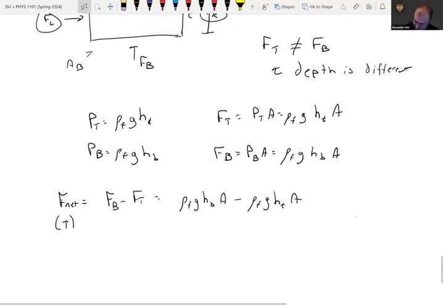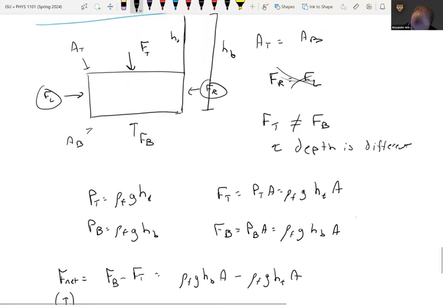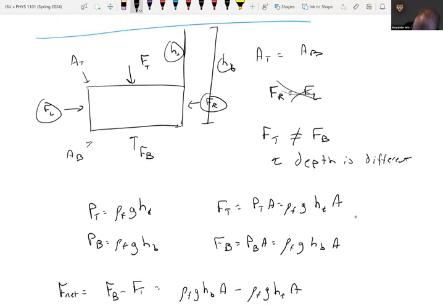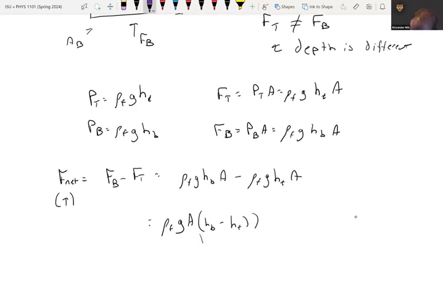Now notice you can factor some things out here. You get rho F G A, and then you have the height of the bottom minus the height of the top. So what you actually get, and I'm just going to call this purple side, is H of the box. I'll do capital H so we don't confuse it, but that's just H of the box. So the whole point here is that this thing is the height of the box.